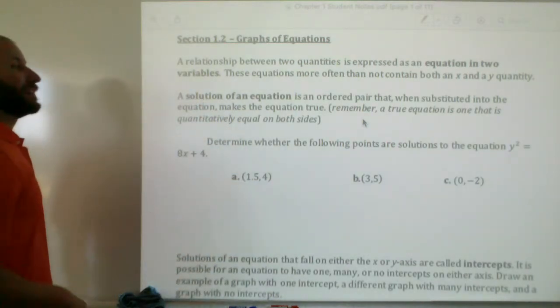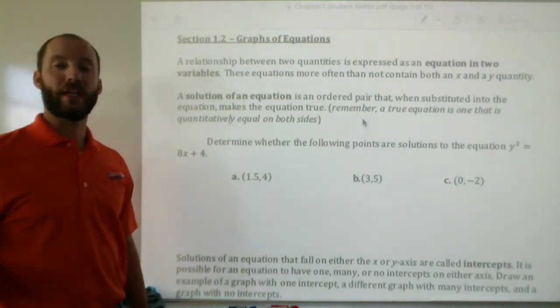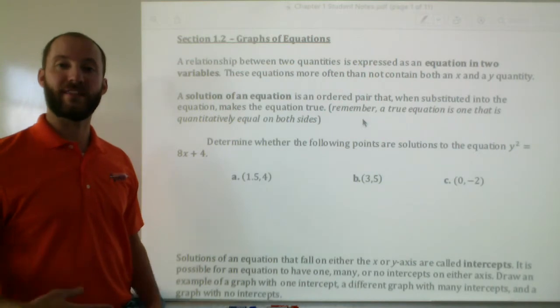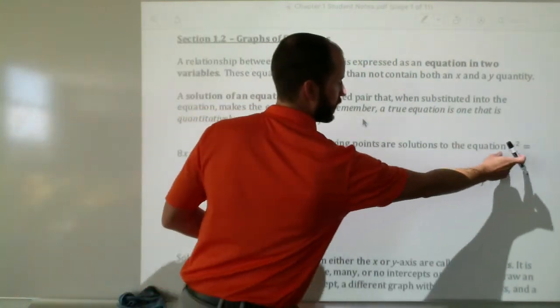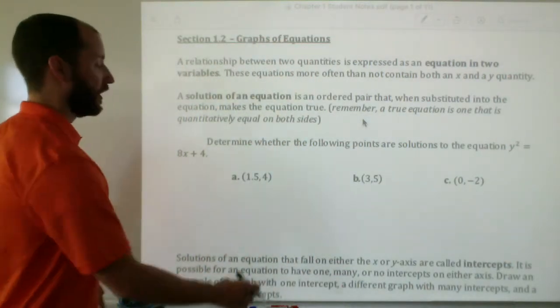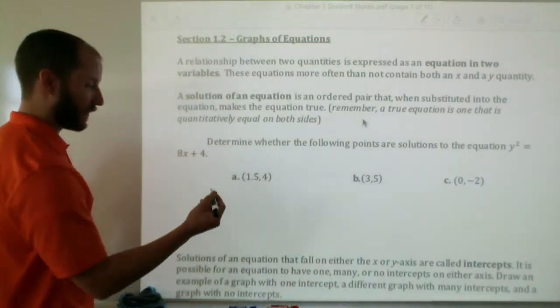So we're going to look at some basic properties here. Solutions of equations: an ordered pair that makes the equation true. So when substituted in, you get a true statement, the same value on both sides. So just doing a little bit of a check. We have our equation right here, y squared equals 8x plus 4. So we have 3 points we want to test out. We're simply plugging in, seeing what we get.